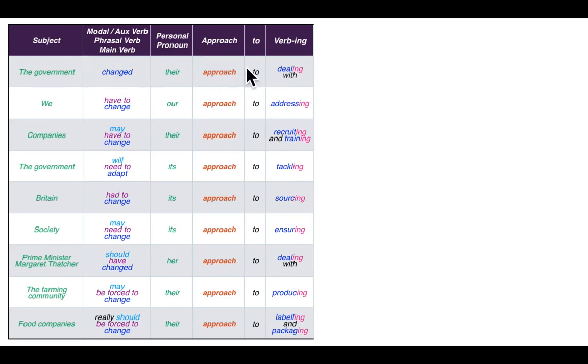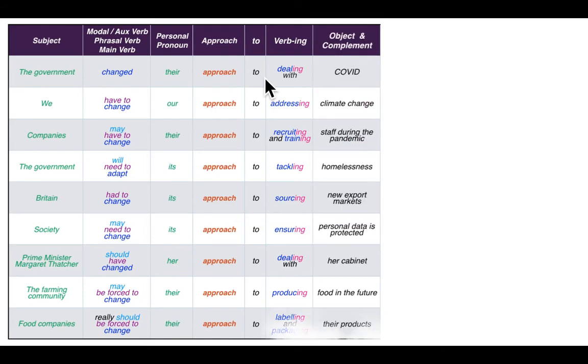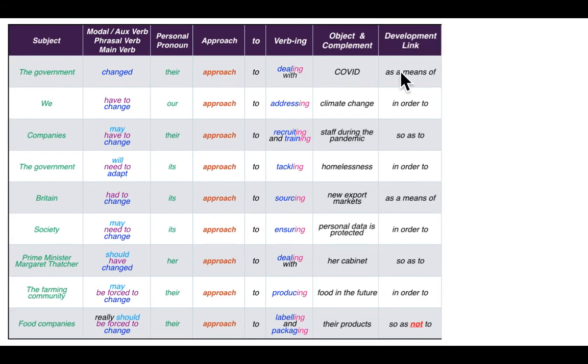The government changed their approach to dealing with what? And then you'll talk about your object and complement here, dealing with COVID, climate change. So often there'll be a problem or an issue that needs management of some kind, and that will often go here, like homelessness. So the government changed their approach to dealing with COVID. Now we could stop here if we wanted to, but we want to develop our sentence. And in this case, we're going to use the development link from the to family, like as a means of, in order to, and so as to.